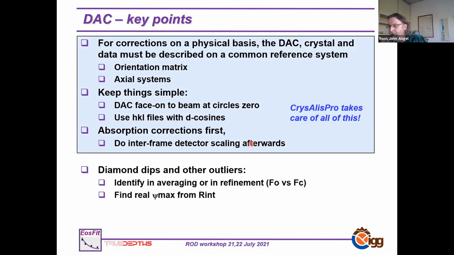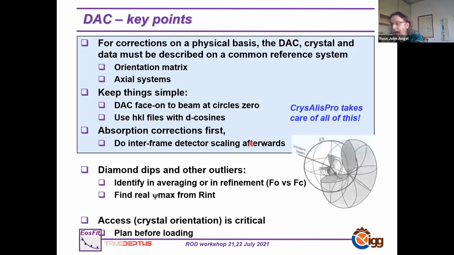Beyond Chrysalis Pro, to take care of the effects of diamond diffraction and other outliers, you can identify that easily and exclude outliers when you average the reflections and calculate R int. And the critical point is access to the reflections. So plan before you load a crystal in the cell. You can calculate the access and you can figure out what the best orientation of the crystal in the diamond cell is.